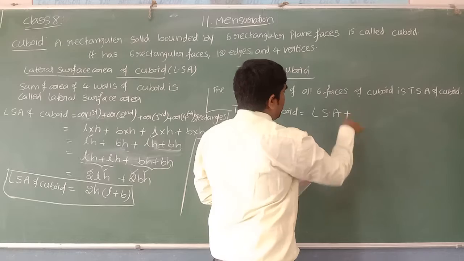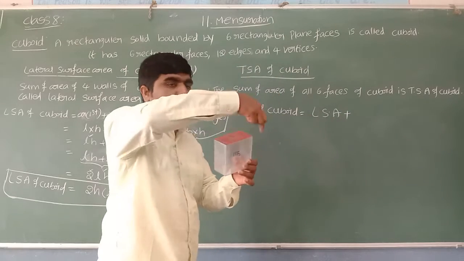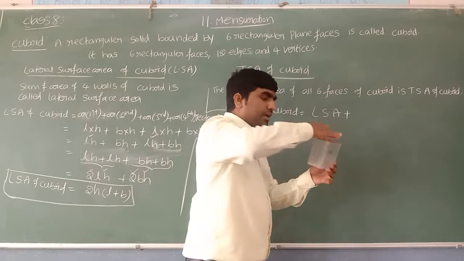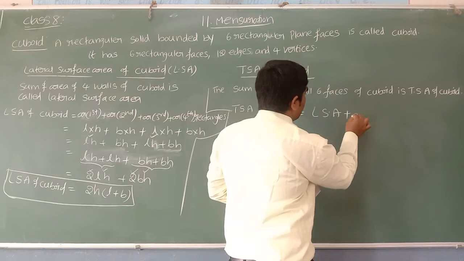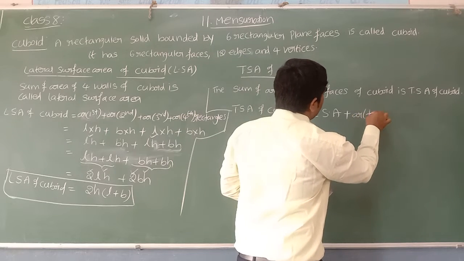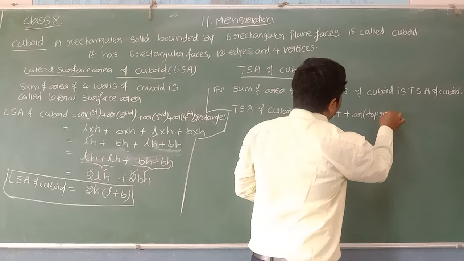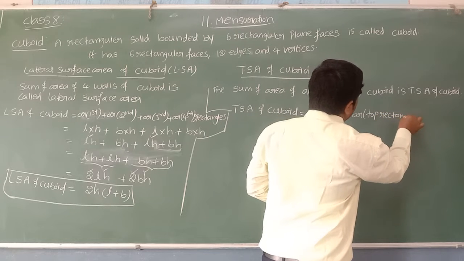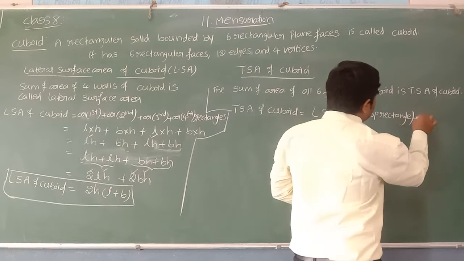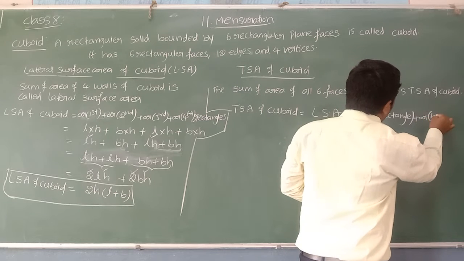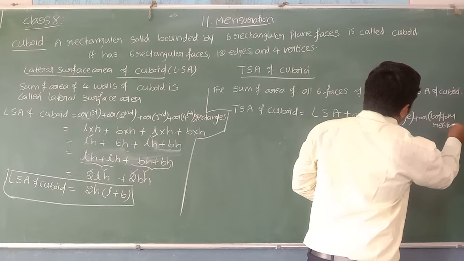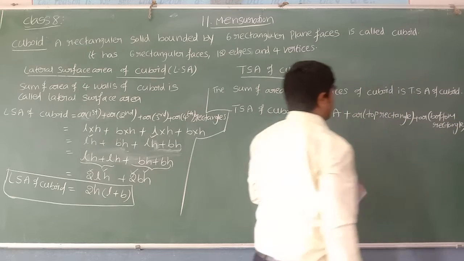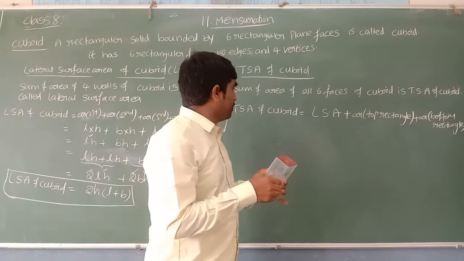LSA means that we covered 4 faces area plus area of the top rectangle plus area of the bottom rectangle. Hope it is clear to you.